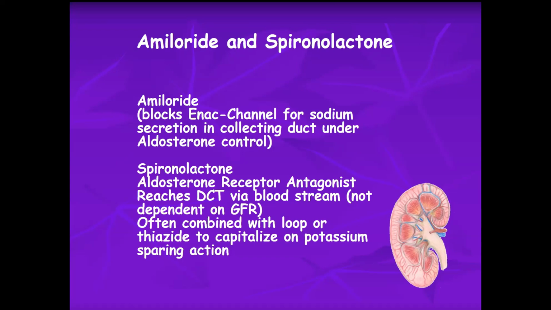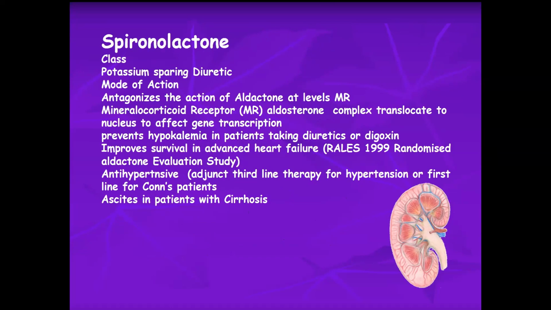Spironolactone, which is the aldosterone receptor antagonist, reaches the distal convoluted tubule via the bloodstream. It's not dependent on GFR. Often combined with loop diuretics or thiazides to capitalize on the potassium-sparing action. Spironolactone as a class is a potassium-sparing diuretic.